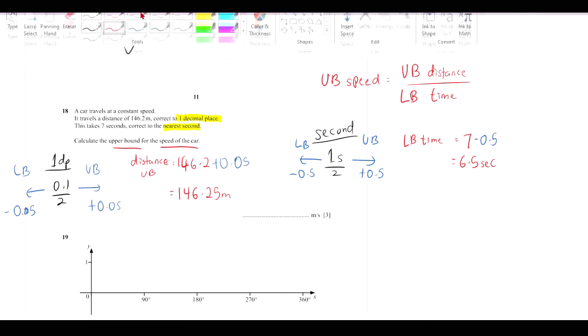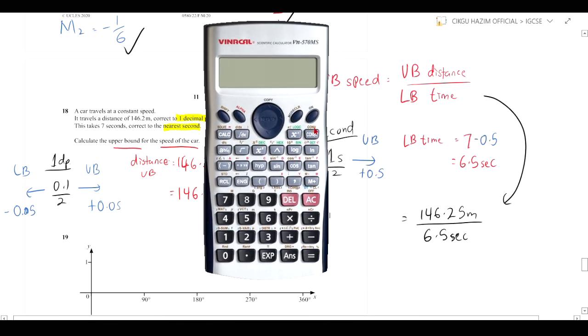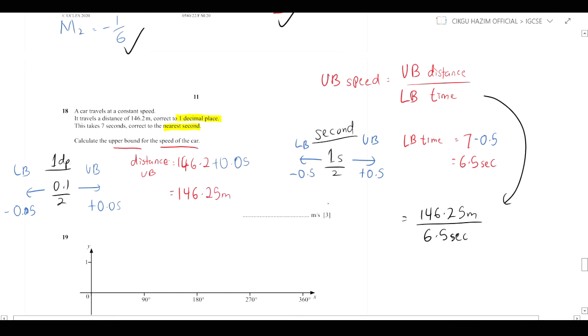Then you can calculate your final working here, which is the upper boundary of speed. It will be the upper boundary of distance, 146.25 meters, divided by the lower boundary of time, 6.5 seconds. By pressing it in your calculator, 146.25 divided by 6.5, you should get your final answer of 22.5. So 22.5 meters per second. That's how we do this question.